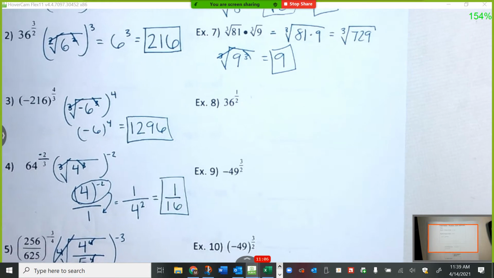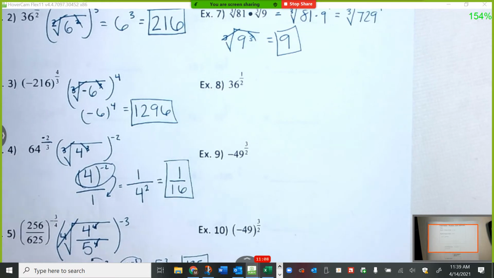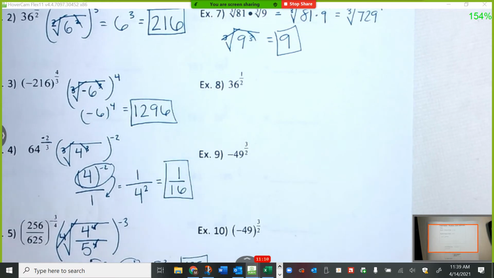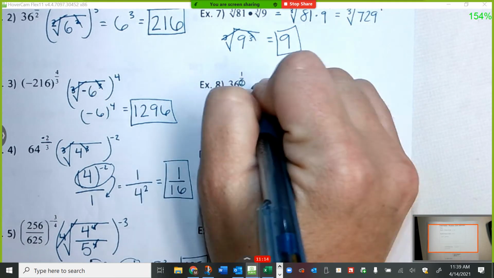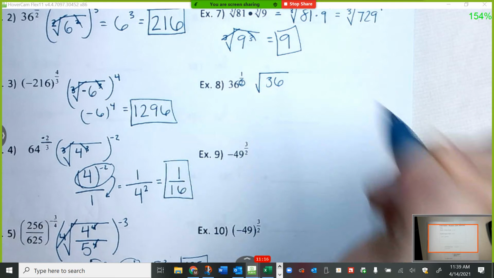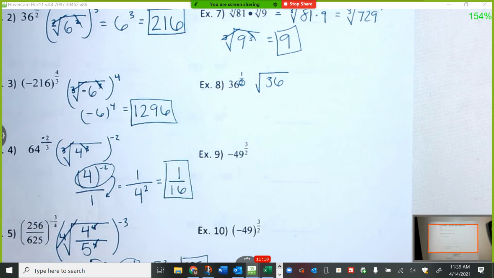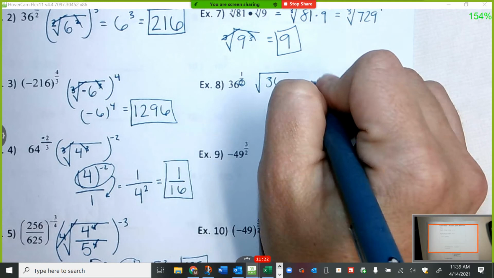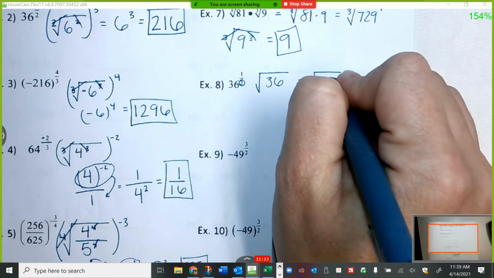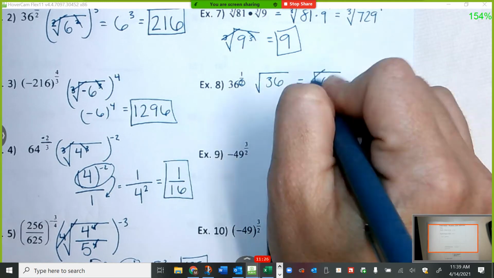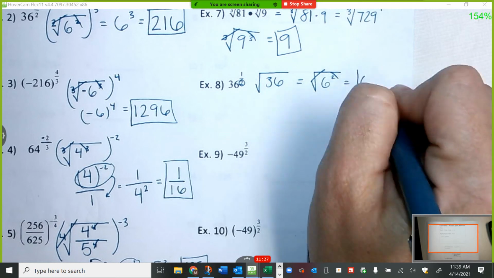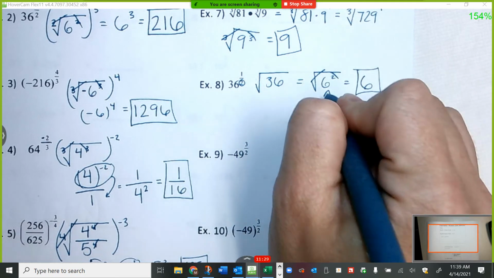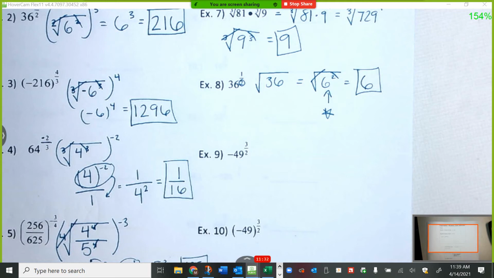Okay, so example 8. What's my root? 2. So this is just a square root of 36. Does the first power change anything? No. So what's the square root of 36? 6. Well, 6 squared, and then it just equals 6. So like I said, this is the step that if you don't need to show it, I understand.